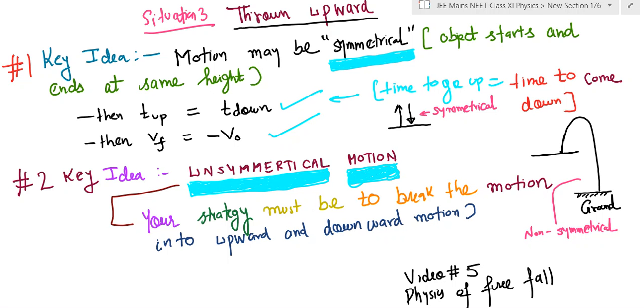Now the second part of this topic is the key concept of unsymmetrical motion. So you have to recognize and analyze whether the motion is symmetrical or not. In an unsymmetrical motion, you can see in the diagram on the right-hand side, the body has upward and downward motion, but unequal, right?